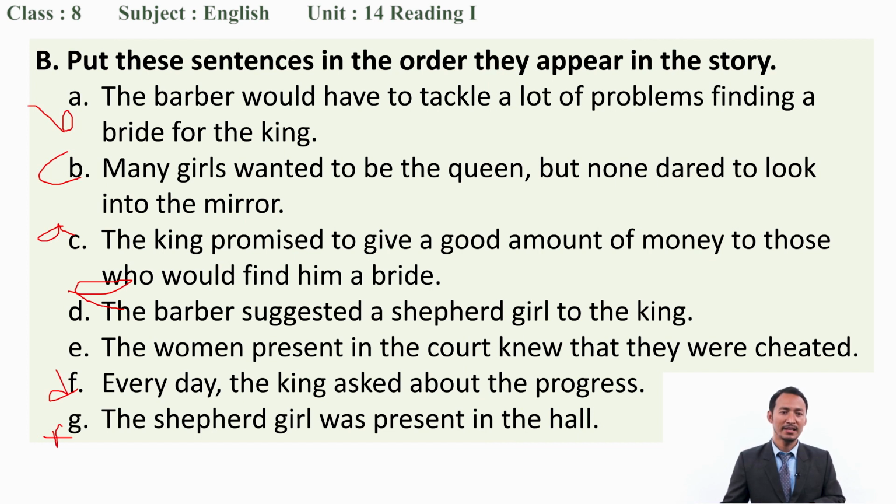Finally थाहा हुन्छ. The women present in the court knew that they were cheated. उनीहरूलाई के लाग्छ? हामीलाई ठगिएछौँ, हामीलाई चाहिँ झुक्क्याइएछ भन्ने लाग्छ. ओके? किनभने म्याजिक मिरर एक्चुअली म्याजिकल मिरर थिएन. Okay, so that is the last sentence in this as sentence order.